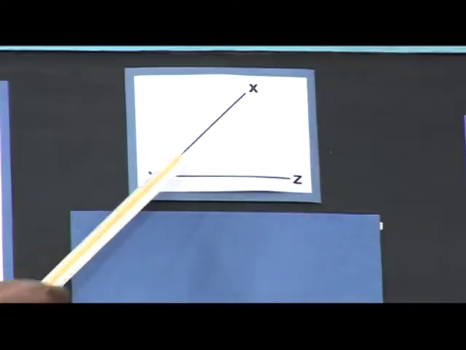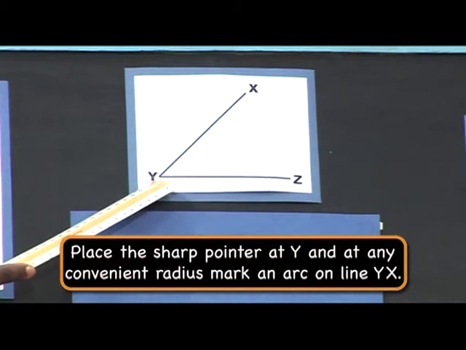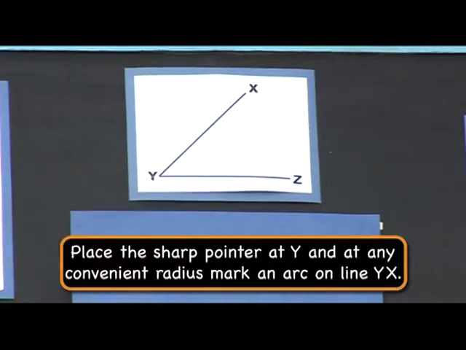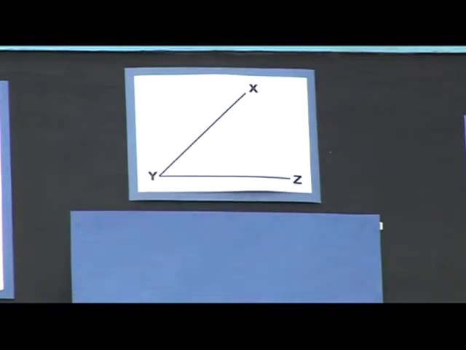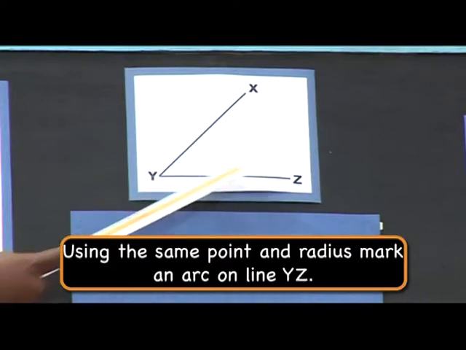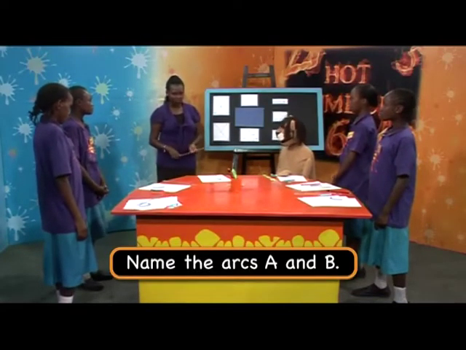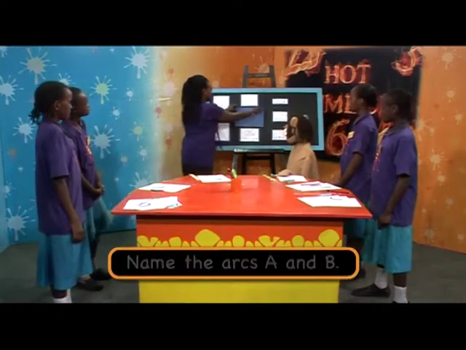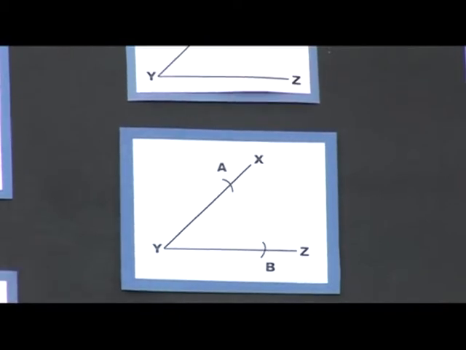Now, we are going to bisect an angle. We have angle XYZ. When bisecting an angle, we use a compass. Place the sharp pointer on Y, and at any convenient radius, mark an arc on the line YX. And also using the same point and the same radius, mark an arc on line YZ. Now we will name our arcs A and B, and it should look like this.